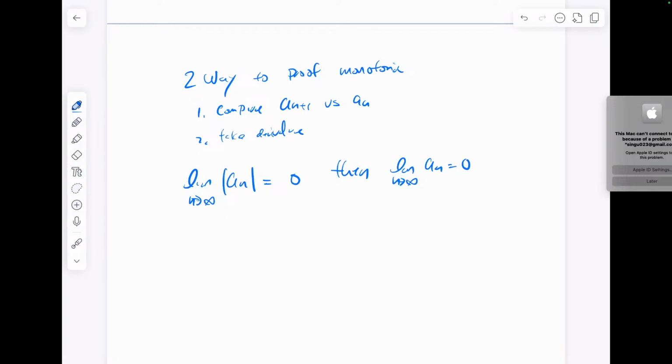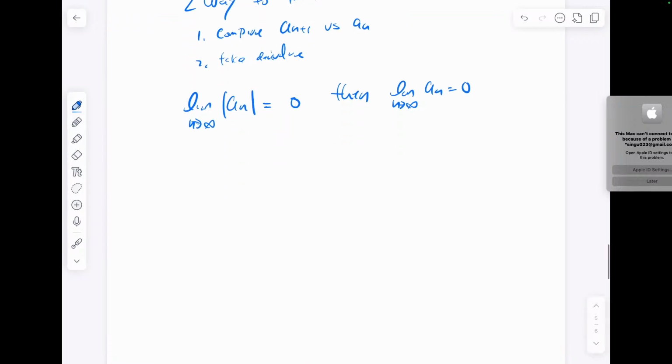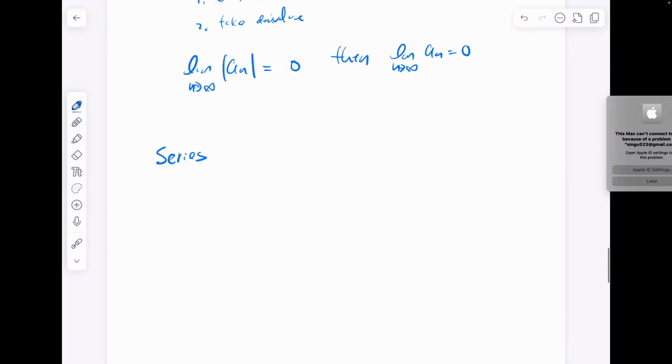So today we're going to do something a little bit different. Instead of talking about sequences, we're going to talk about series for the first time. What is a series? A series is just adding. So it'll be the summation of n equal to 1 to infinity of a_n. That just means a1 plus a2 plus a3 plus a4 until a_n.